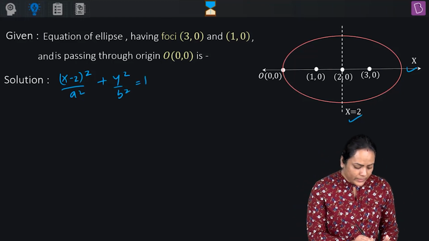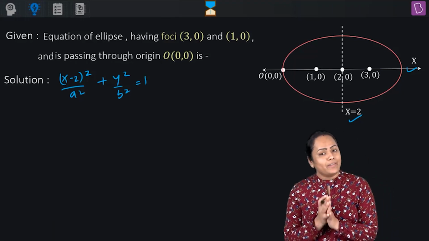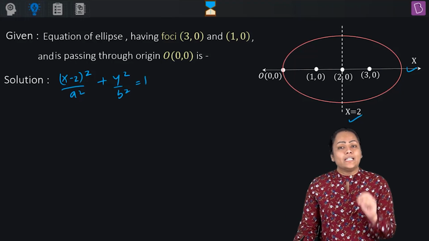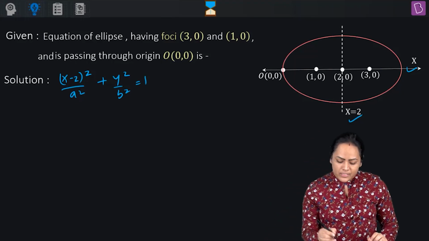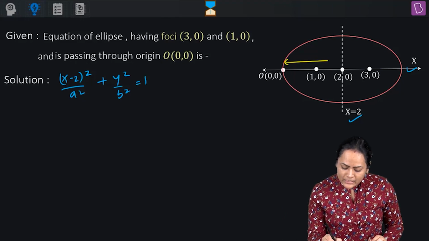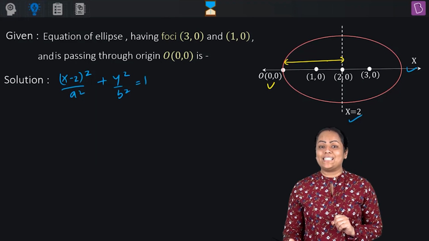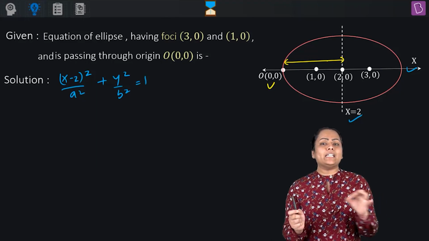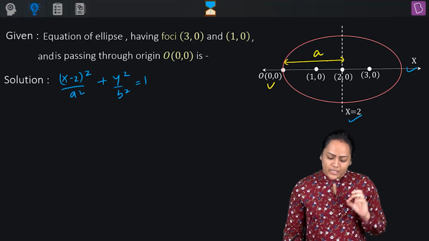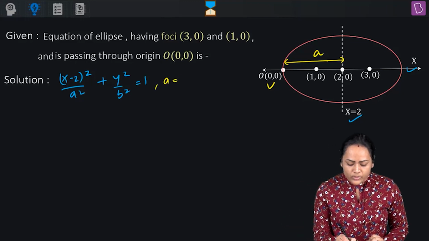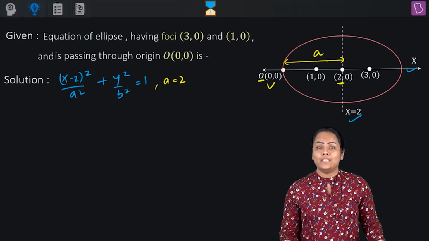So definitely, to get the answer, I have to find the values of a and b. Right? For that, what have they given? They have given that the origin is lying on this ellipse. That means the distance between the center and the origin. Well, the origin will be one of the vertices, isn't it? So the distance between the center and the origin is nothing but the length of the semi-major axis, isn't it? So I have a value here with me, that is 2, the distance between the origin and the point (2, 0).